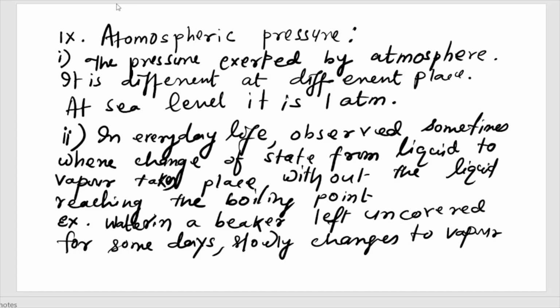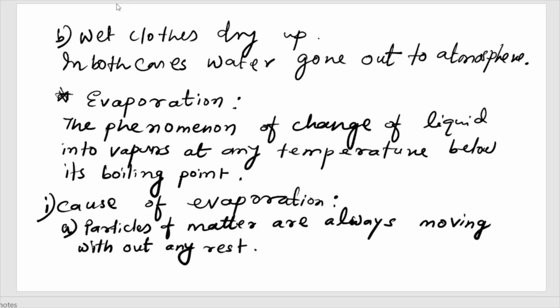Water in a beaker left uncovered for some days slowly changes to vapors. Second common example: wet clothes, which we always put outside. What happened? They dried up. Why? In both cases, water has gone out to the atmosphere. These vapors go to the atmosphere. In the sea also, in rivers also, in lakes also. By this process, without reaching boiling point, only from the heat coming from the atmosphere, it gives vapors. Vapors go to the atmosphere.